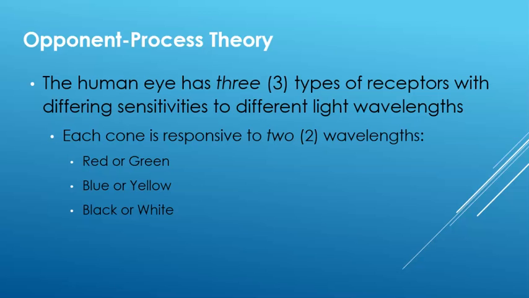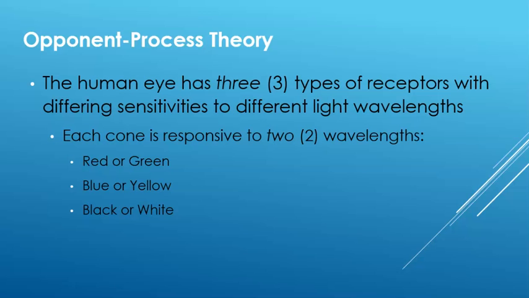Now there's another theory we need to talk about, and this is the opponent processing theory. This is that the human eye has 3 types of receptors with differing sensitivities to different light waves. So this is saying that instead of having 3 cones where 1 cone is responsible for red, 1 cone is responsible for blue, 1 cone is responsible for green, well, there are three types of cones, and each cone is actually responsible for two different wavelengths.